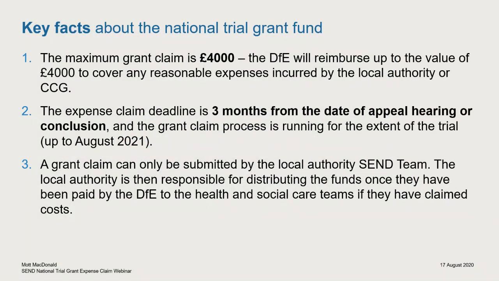Firstly, the maximum grant claim is £4,000. The DfE will pay any costs incurred up to £4,000. Secondly, the expense claim deadline is 3 months from the date of appeal hearing, or in cases where the appeal didn't reach a hearing, the date that the appeal concluded. The grant claim process is running for the extent of the trial up to August 2021.